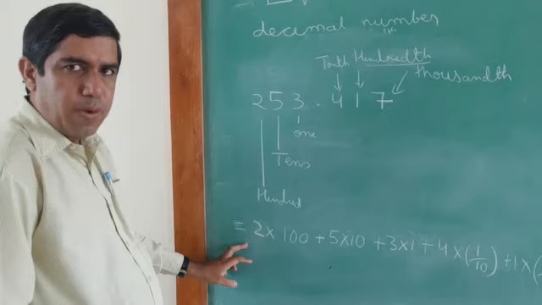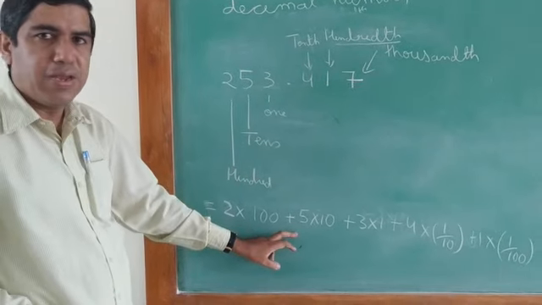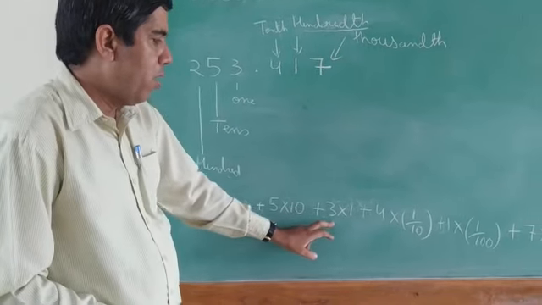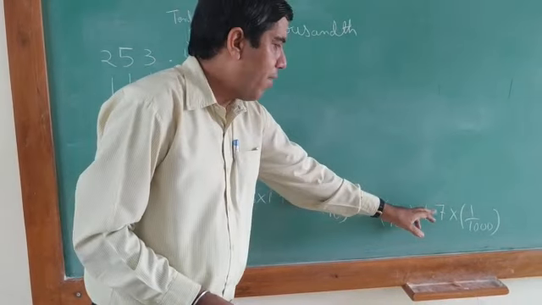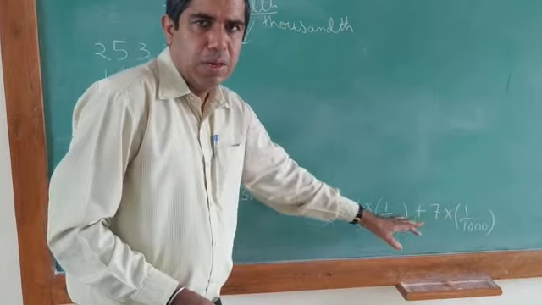You can see here 253. So 2 multiplied by 100, 5 multiplied by 10, and 3 multiplied by 1, plus 4 multiplied by 1/10, and 1 multiplied by 1/100, and 7 multiplied by 1/1000.